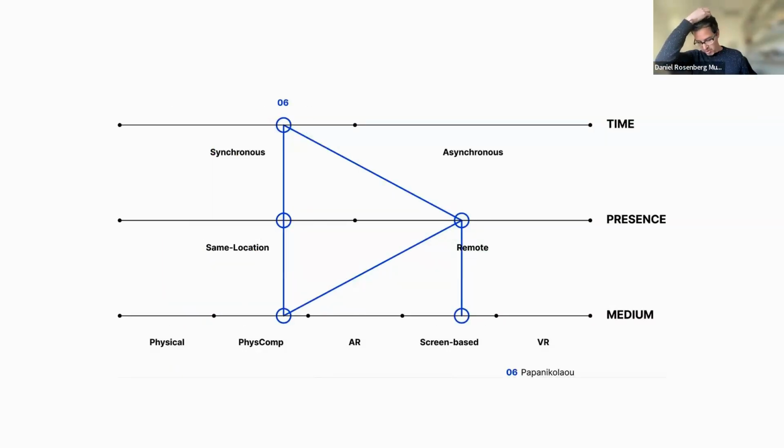The sixth chord, and I'm talking about each paper as a chord here, was a complex one, again with work on the medium layer with physical computing and also some screen-based elements. But then they had some combination of remote and same location, all of it synchronous. It was a difficult chord to play.